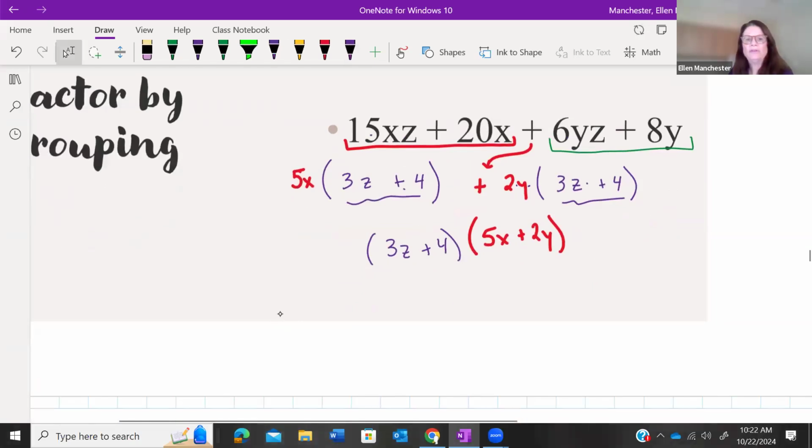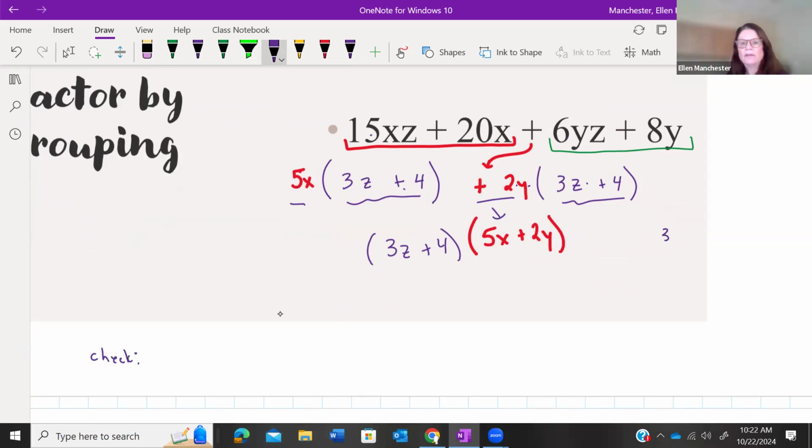All right, so we have 3z plus 4, 3z plus 4. We know we have factoring by grouping. We factor out a 3z plus 4, and what's left goes in the other set of parentheses. Okay, now you can always double check. Remember, there's always a way to double check whether you have it right. You're going to do FOIL.